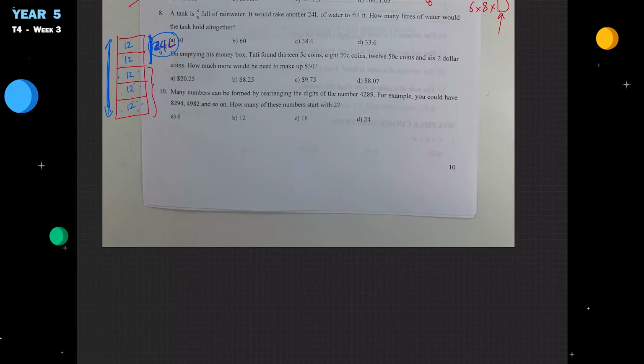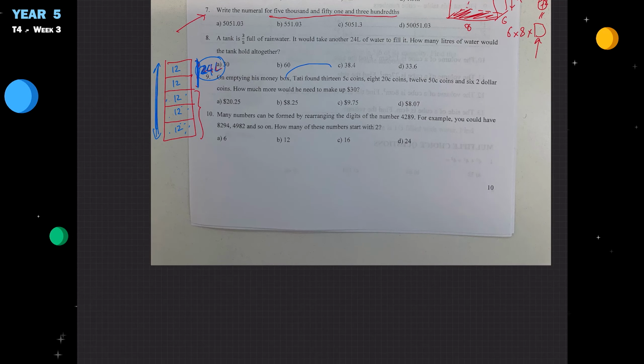Question 9. On emptying his money box, Tati found 15 10-cent coins, 8 20-cent coins, 12 50-cent coins, and 6 $2 coins. How much would he need to make $30? Alright, you gotta count all of these and see how much money he has, and then do 30 take away how much money he has, and find the difference, and you get the answer there.